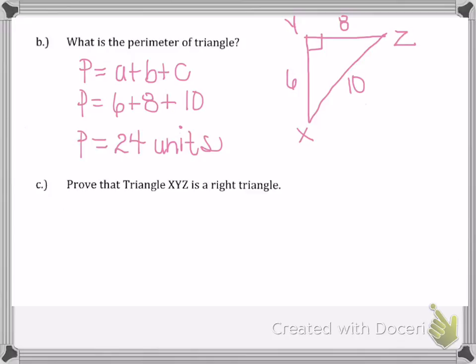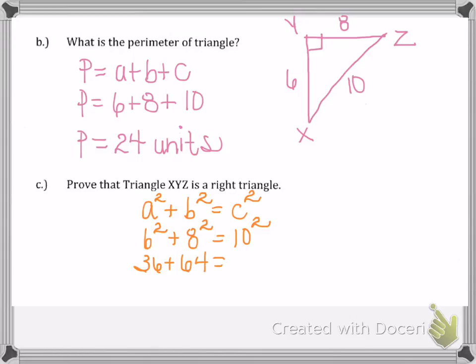To prove that triangle XYZ is a right triangle, what we're going to do is essentially do a check using the Pythagorean theorem. We should be able to plug in what we know about the right triangle and the lengths into the Pythagorean theorem, and it should equal itself on both sides. So plugging in, we've got 6 squared plus 8 squared equals 10 squared. This gave us 36 plus 64, and 10 squared gives us 100. Finding the sum on both sides, you should be seeing that we get the same sum on both sides, proving that it is a right triangle.